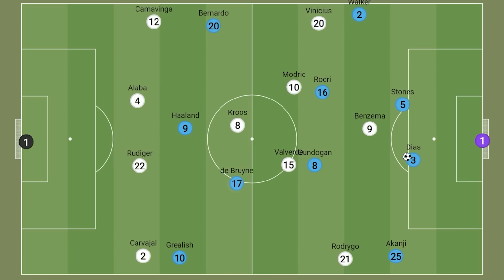But De Bruyne could also look to receive in these deeper areas, as he knew that Rodrigo could be high on Akanji and Gundogan was tied up by Valverde, so this would present an opportunity for progression, although this wasn't as effective as City's usual build-up.